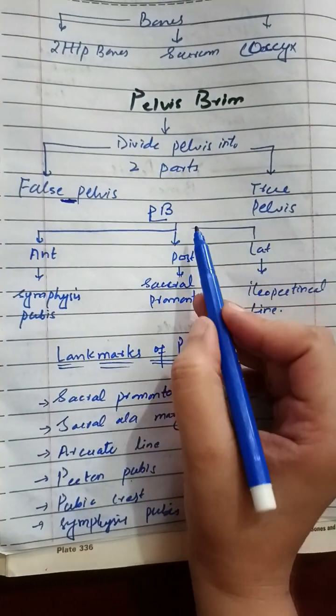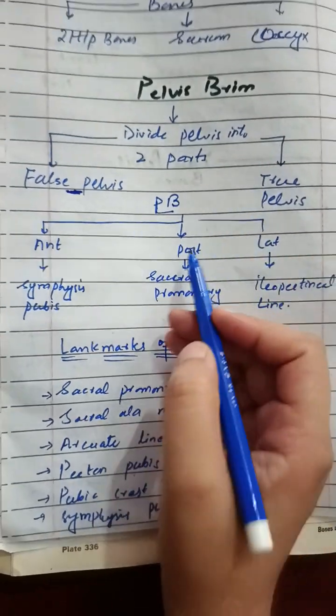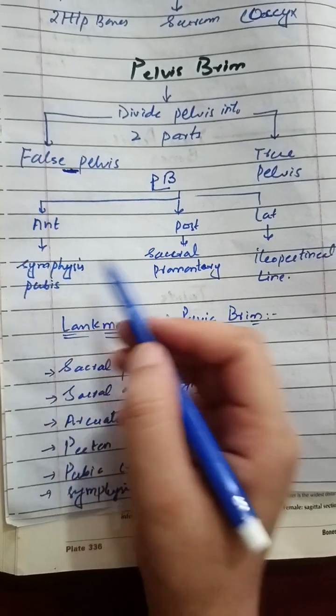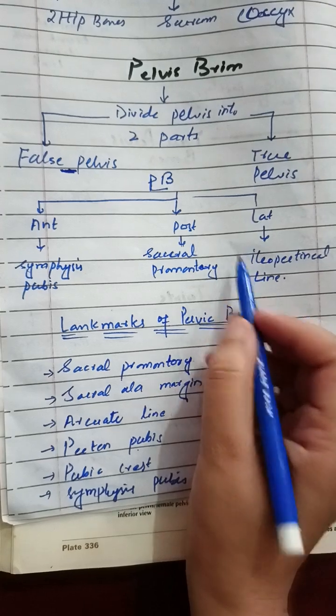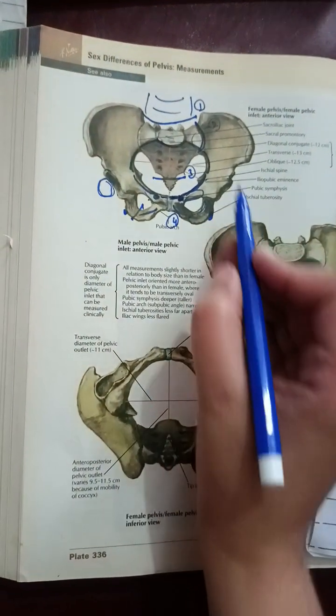Now, the true pelvis starts from the pelvic brim. The pelvic brim is also called the pelvic inlet, and the pelvic inlet is anteriorly lined by the upper margin of the symphysis pubis, posteriorly by the sacral promontory, and laterally by the iliopectineal line, as well as the arcuate line, as well as the margin.